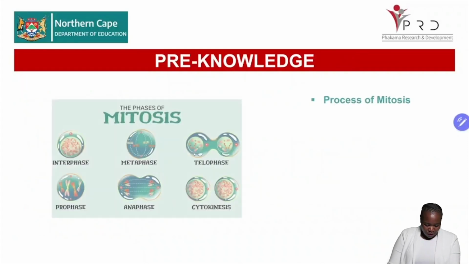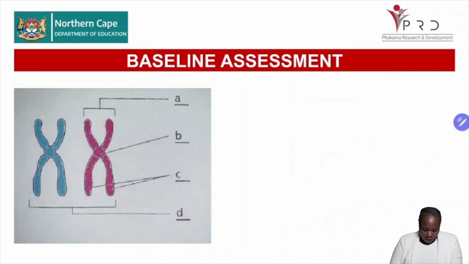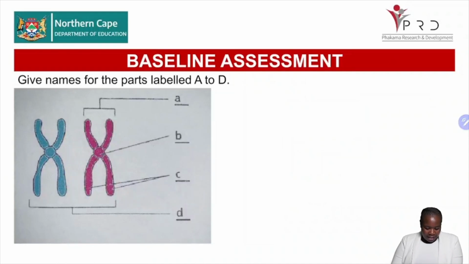All right, so let's have a look at our pre-knowledge. So here for your pre-knowledge, you have to have some knowledge of mitosis. This means that you should be able to differentiate between mitosis and meiosis. Okay, now let's have a look at a baseline assessment. So for our baseline assessment, we are just going to be labeling the structure of the chromosome that we are looking at here. So we have two chromosomes, as we can see.